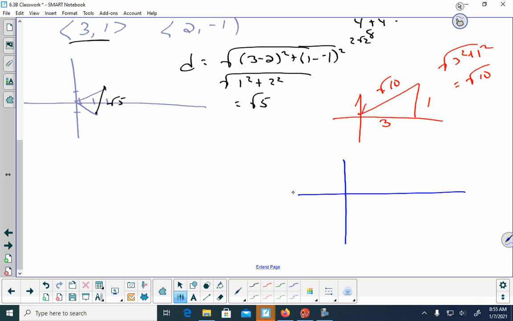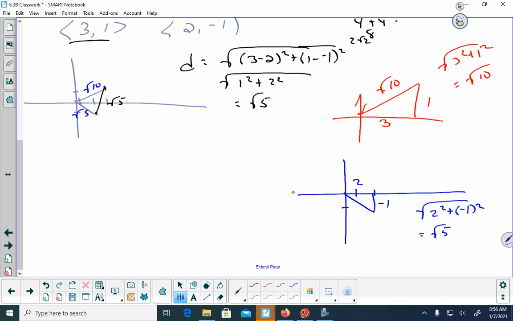the 2, negative 1. This is 2, negative 1. That's 2 squared plus negative 1 squared, ends up being the square root of 5. So this side ends up being the square root of 5. This side ends up being the square root of 10.